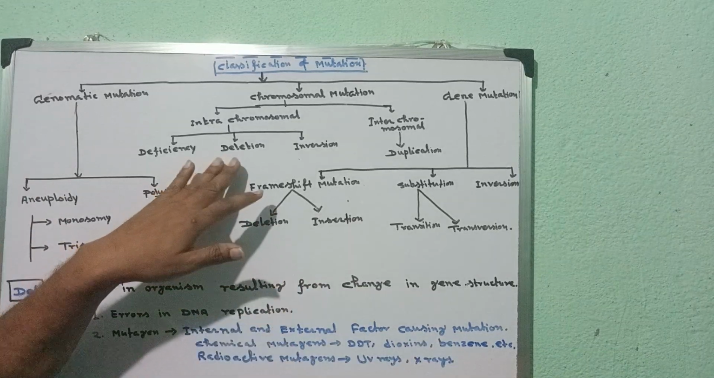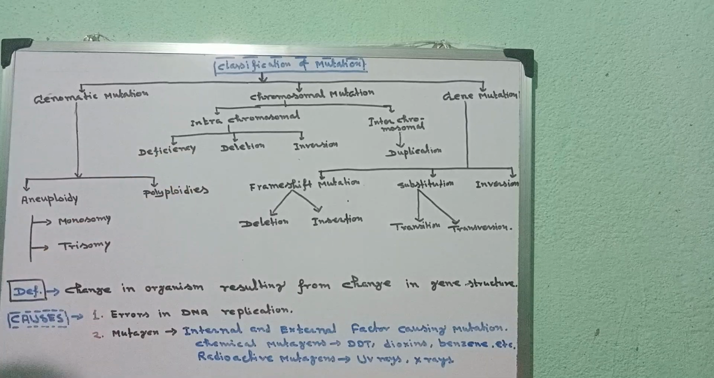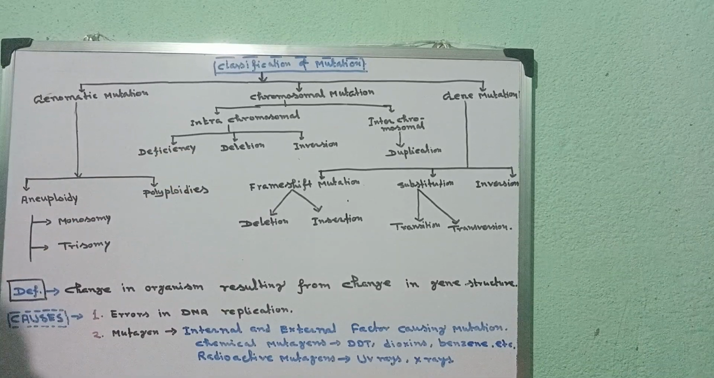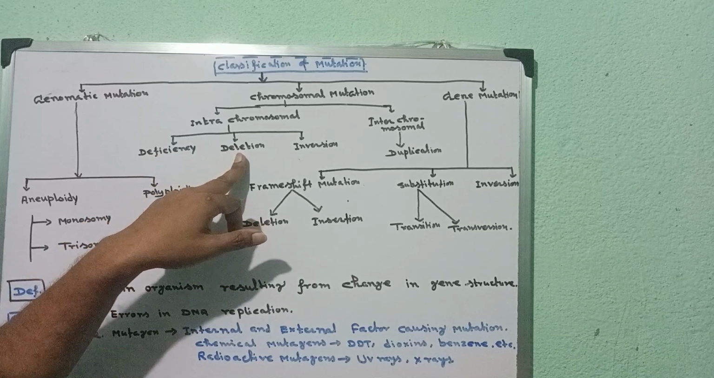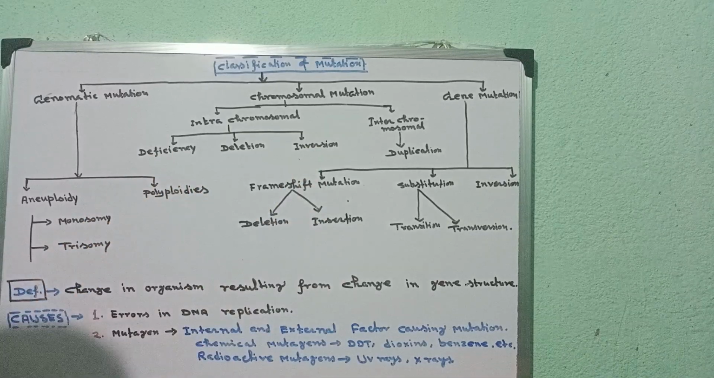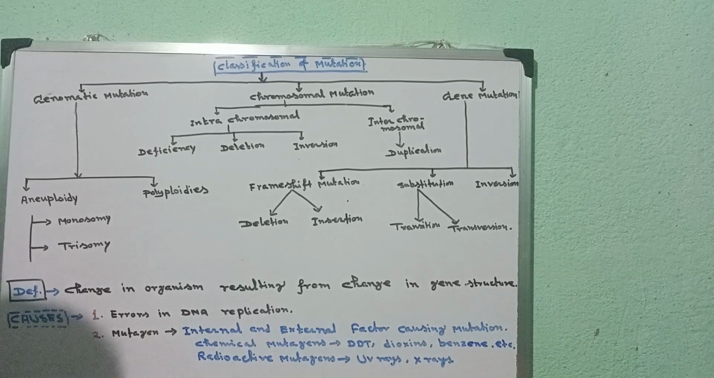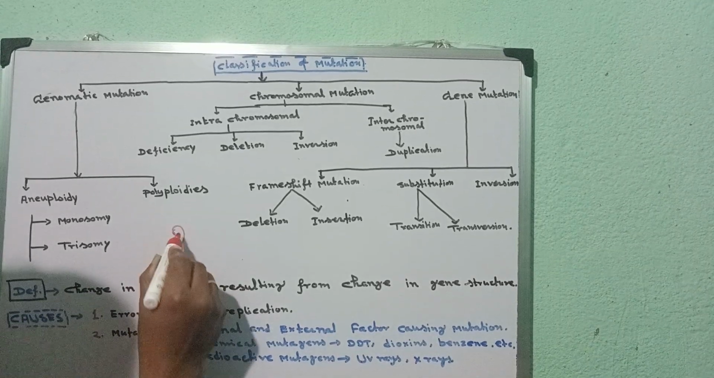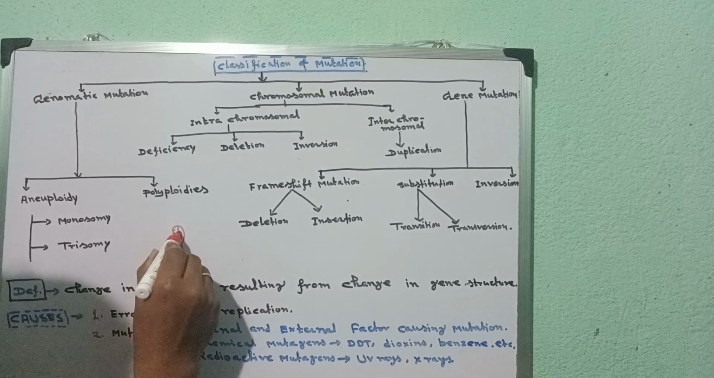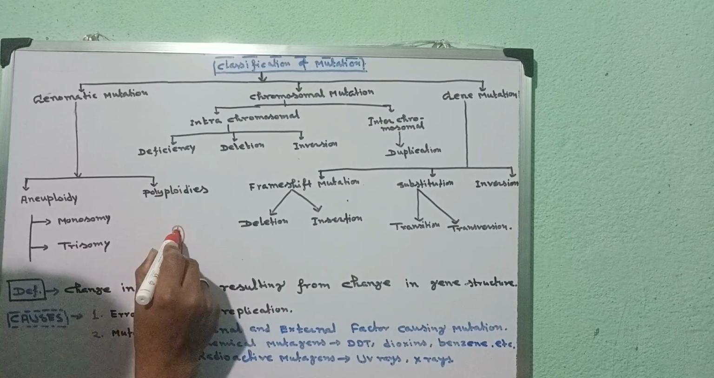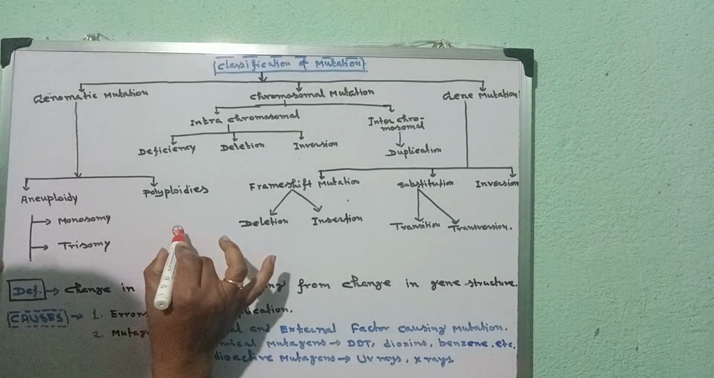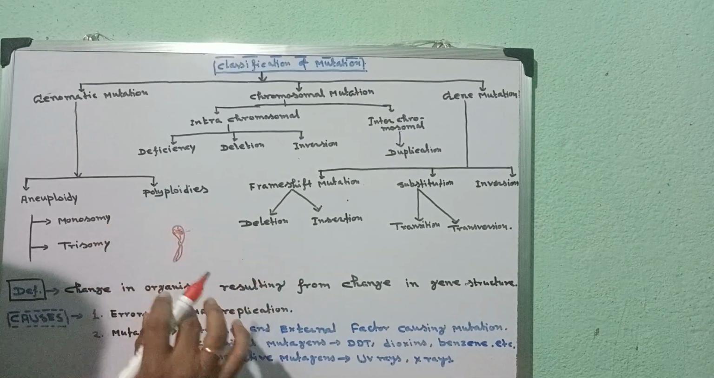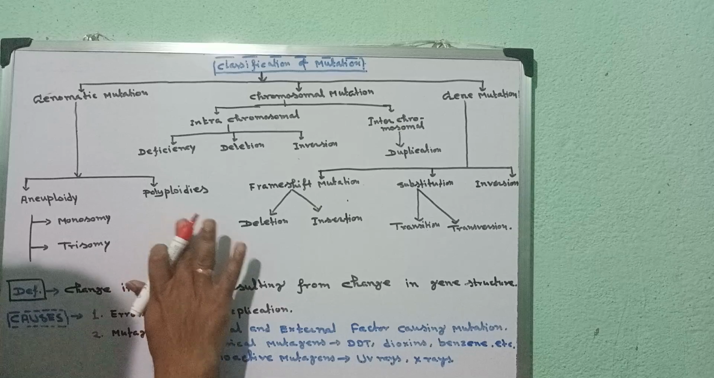Intrachromosomal mutation has three types: deficiency, deletion, and inversion. Deficiency means that in the chromosome, some genomic part, some genes, are not found in a particular location. This type of mutation is called deficiency.